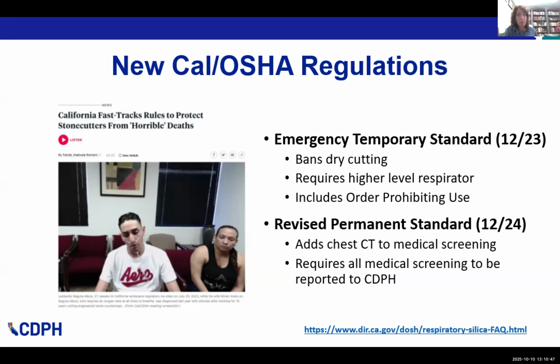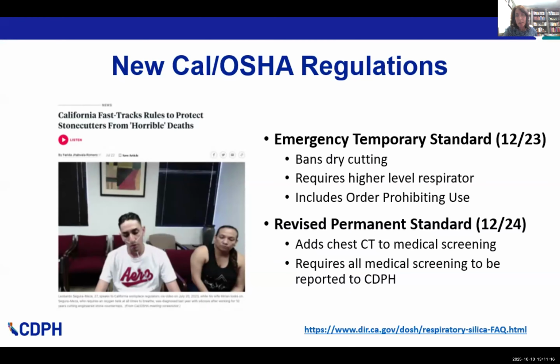So if the Cal OSHA inspector sees, for instance, dry cutting happening, he or she doesn't have to hang a pump and measure the exposures for 8 hours. This regulation says we know that dry cutting is an imminent hazard, and therefore that operation can be shut down. And they have done that on numerous occasions now. And so that really has facilitated enforcement.